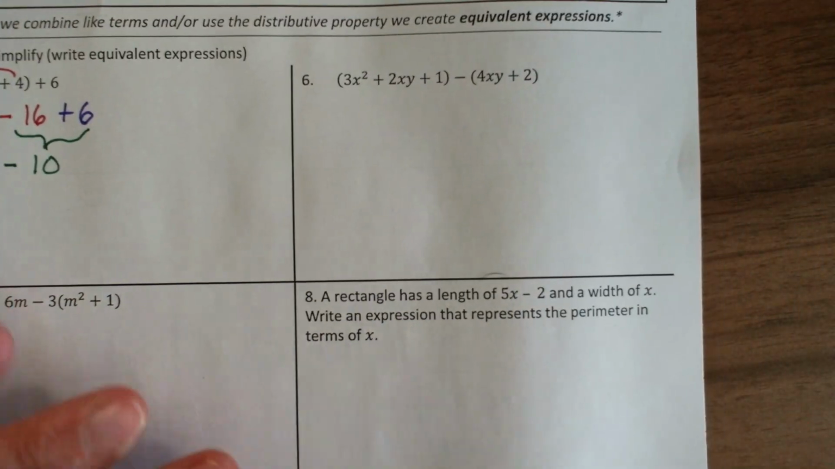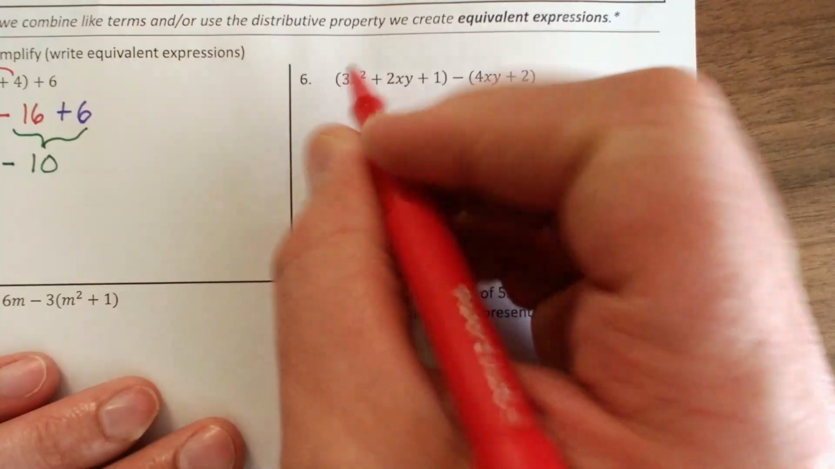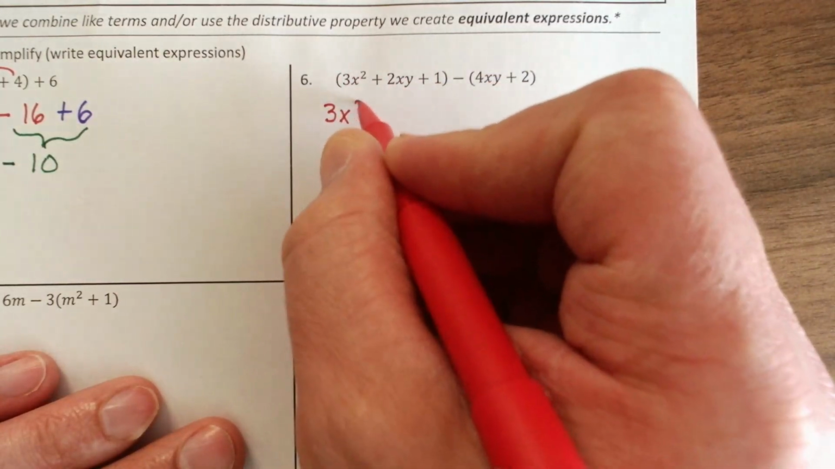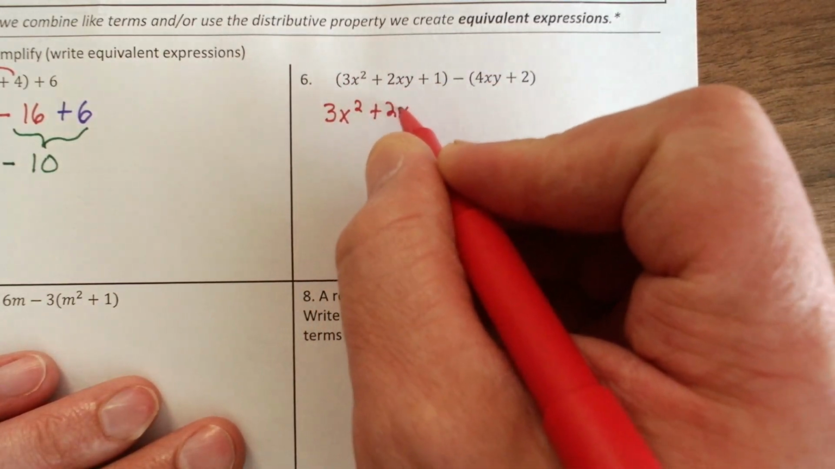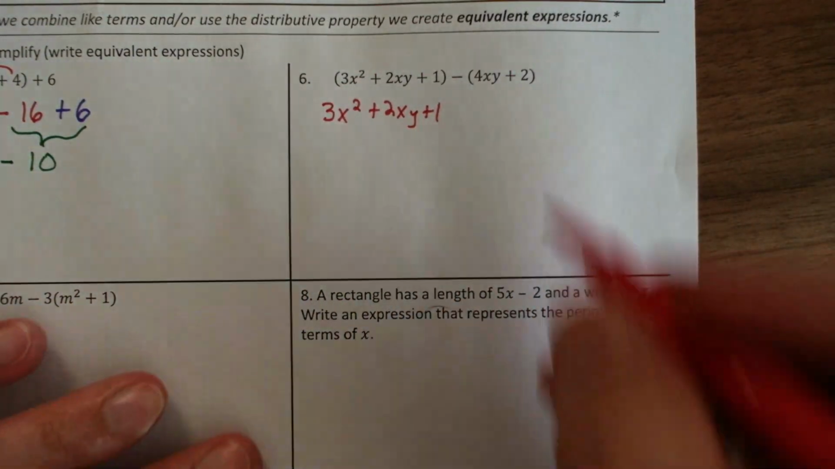On problem number 6, there is nothing to distribute out in front of this. There is nothing here. So I'm left with 3x squared plus 2xy plus 1. That parenthesis just goes away.